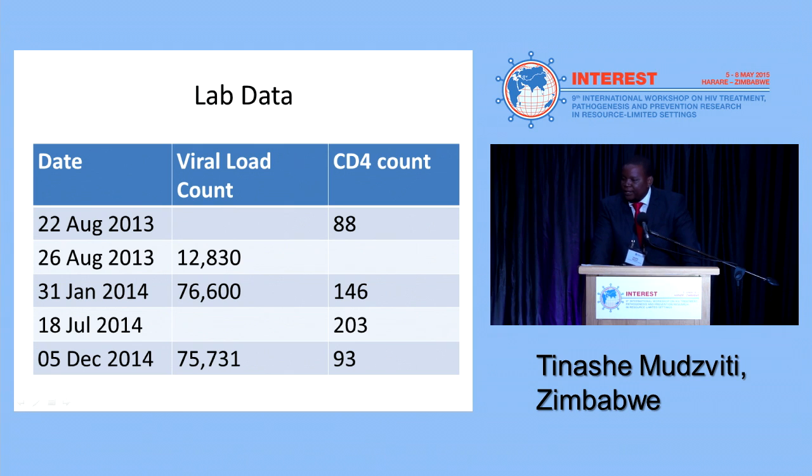Then you look at the lab data now. This is viral load and CD4 count data for Brian. As you can see, Brian has never suppressed. The viral load has never been undetectable, and immunologically he is not doing so well.